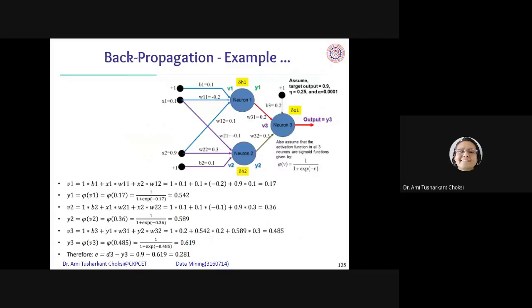Same way we'll find V3 and Y3. So therefore, E is equal to D3 minus Y3. What is the case here? Now we do not have to consider Y1 and Y2 for finding the error. What is the error? That error is found at the output layer. That is the difference between the desired output and the actual output. Fine. So that is 0.9. 0.9 is D3.